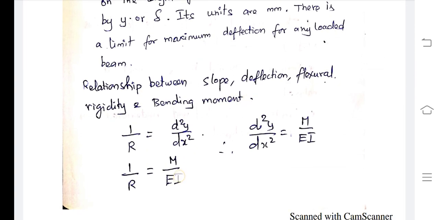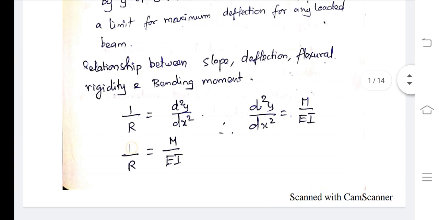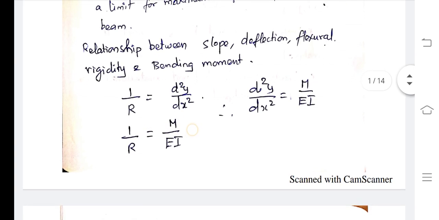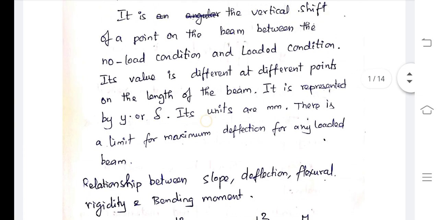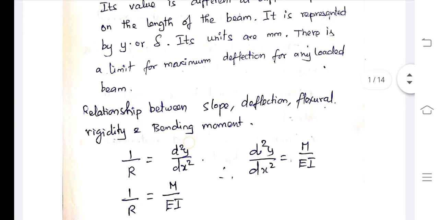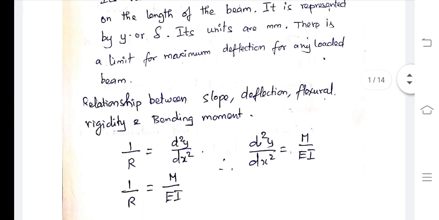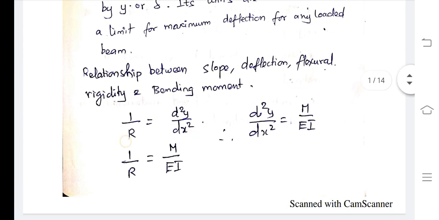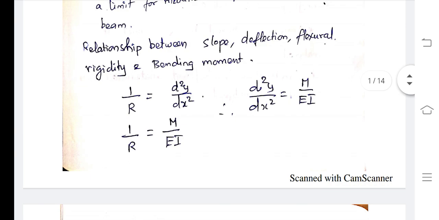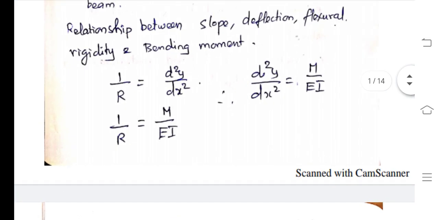For this, the first derivation is 1 by R is equal to d square y by dx square. Here x represents the horizontal direction and y represents the vertical deflection. Now differentiating the deflection 2 times with respect to x, you will get 1 by R. R is nothing but the radius of curvature.